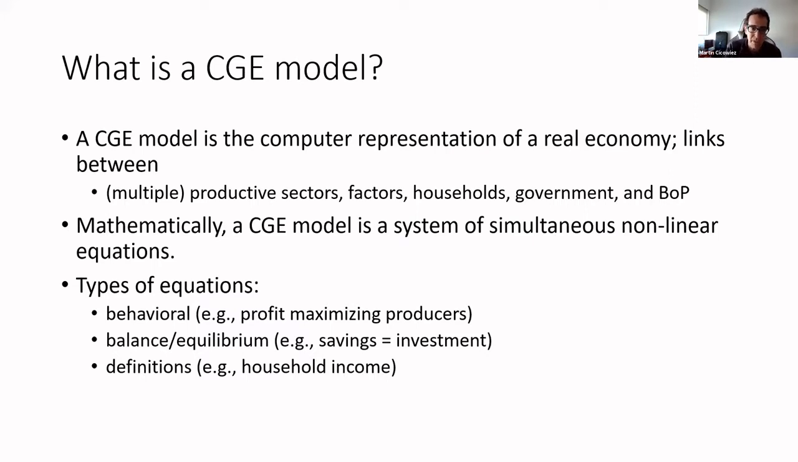Then we are going to have equilibrium conditions, like savings will be equal to investment or supply will be equal to demand, generally speaking. And then we are going to have definitions, like we are going to define that the income of the households is equal to the value of the factor endowments of the household plus the transfers that the household might be receiving from the rest of the world or the government.